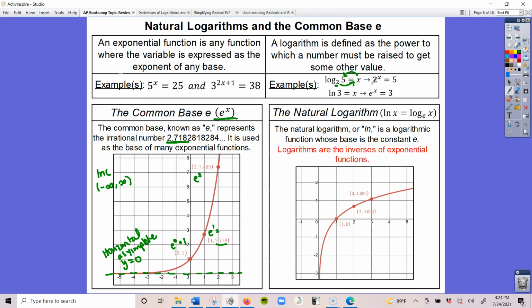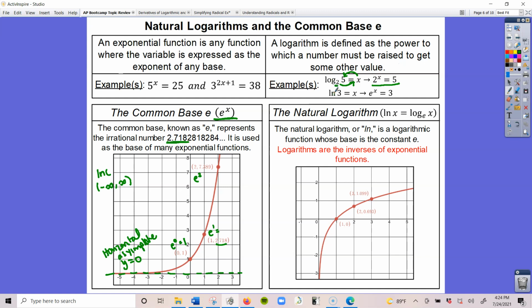So that's why I put here this arrow. That's what that logarithm translates to: 2 raised to the x is equal to 5. So logarithms, even though they are the inverse operation, we can always write as an exponential function, which makes it a little bit easier to solve sometimes.